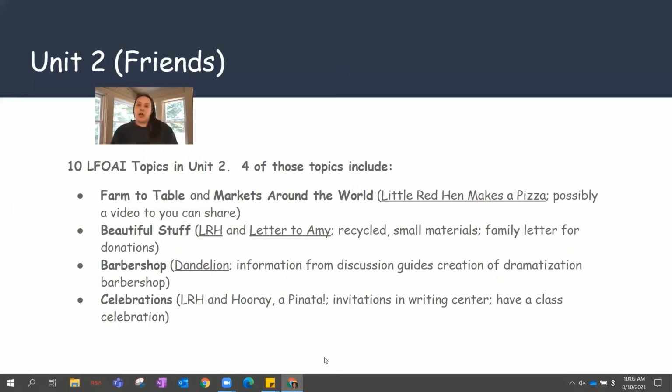We do a barbershop in our dramatization center, but we introduce it in a book called Dandelion. Then we talk about it in "Let's Find Out About It." The information from the discussion during this time helps you to build a barbershop with your children in the dramatization center. And then we also talk about celebrations. You're talking about invitations and what celebrations are for and different celebrations they've had in their lives, as you're leading up to the end of the unit where you will have a celebration.